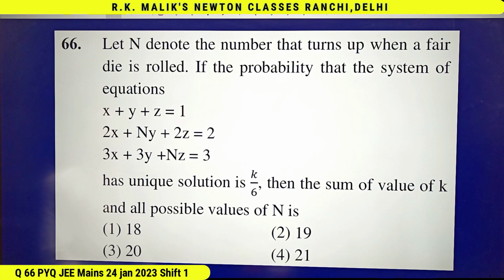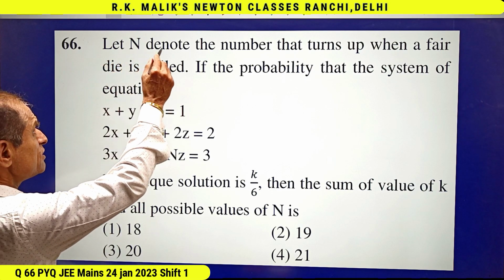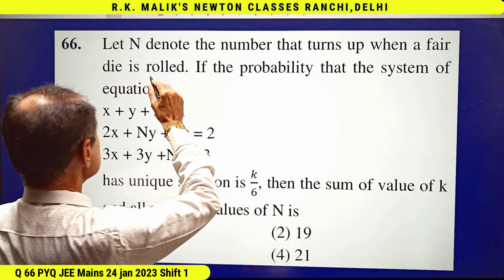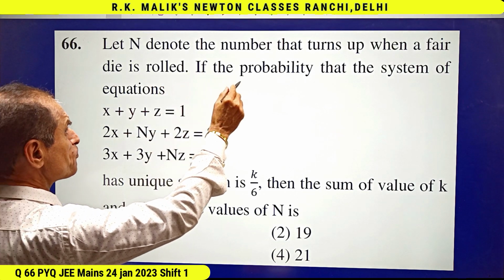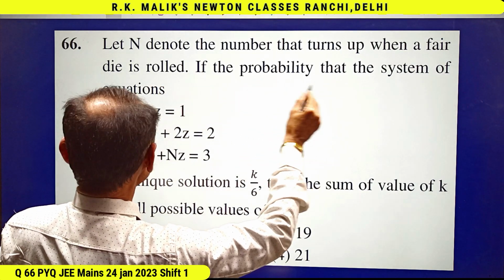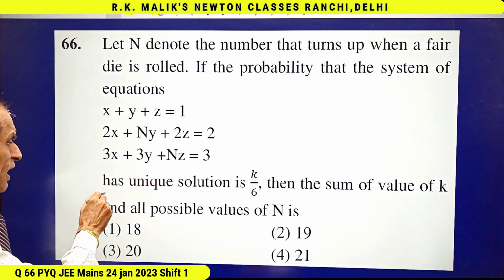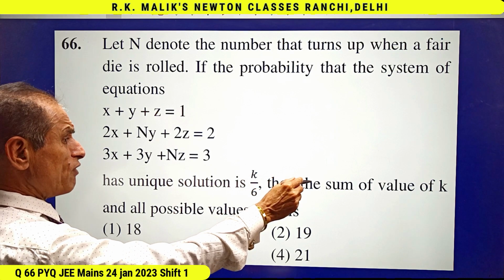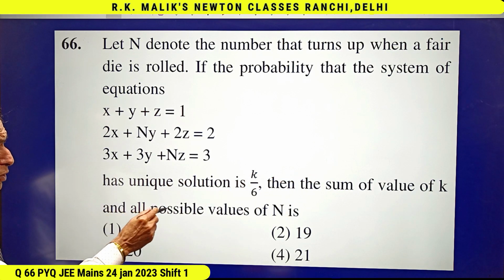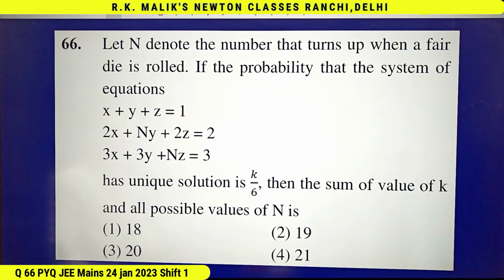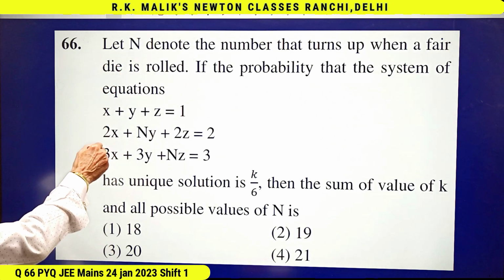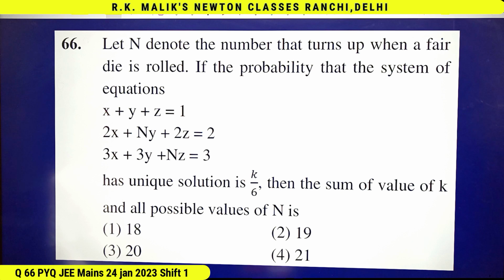In this question, it is given to you that let n denote the number that turns up when a fair die is rolled. If the probability that the system of equations, these three, has a unique solution is k by 6, then the sum of the value of k and all possible values of n is, you have to find the correct choice. First of all, let us find the value of n so that these three equations have a unique solution.